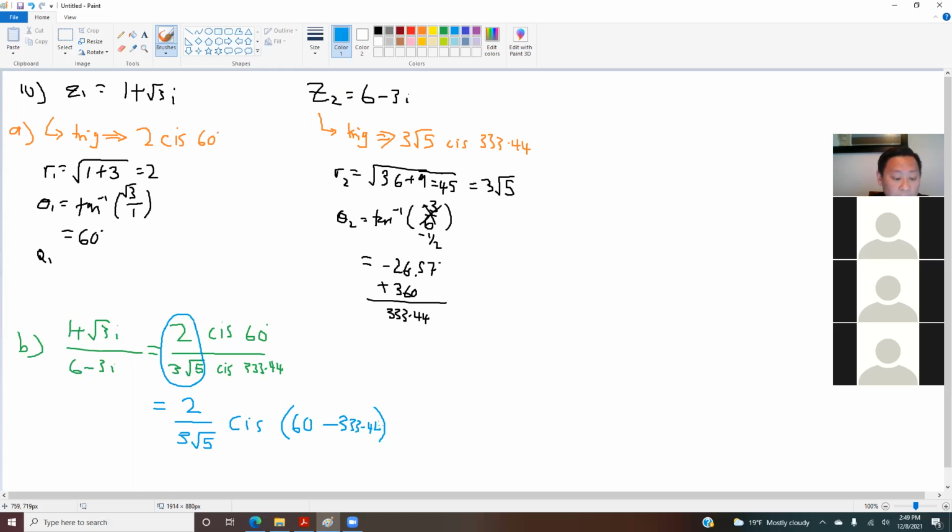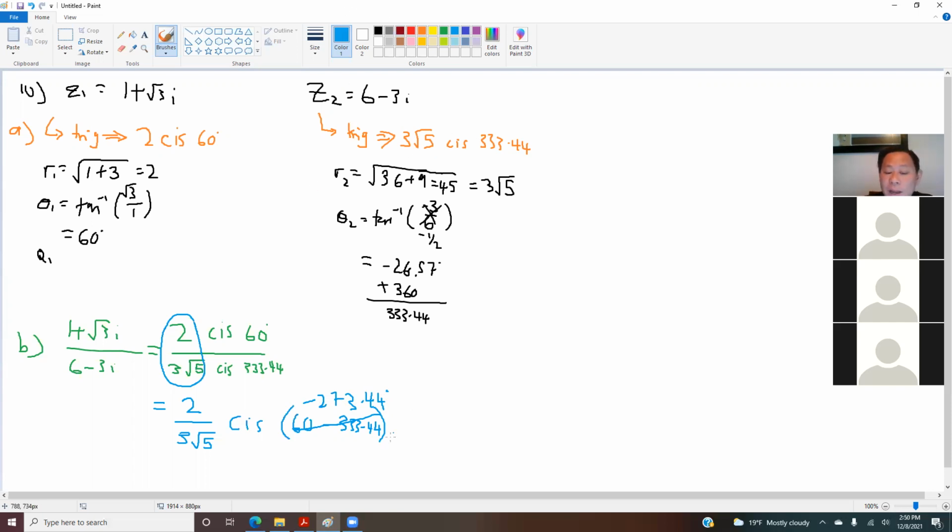Anyone got a calculator to help me with this one? Negative 273.44. So this is negative 273.44. Now, as you guys remember that I don't like negative angles, right? All your angles keep it as positive.